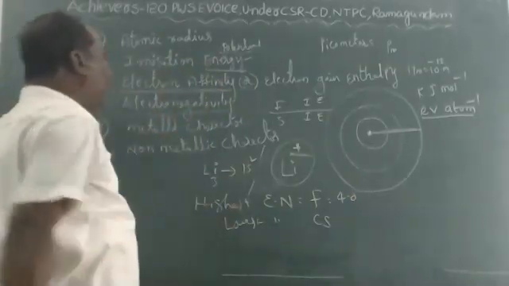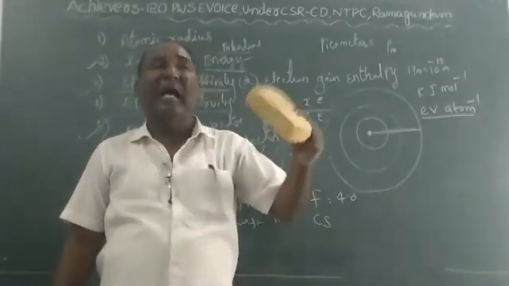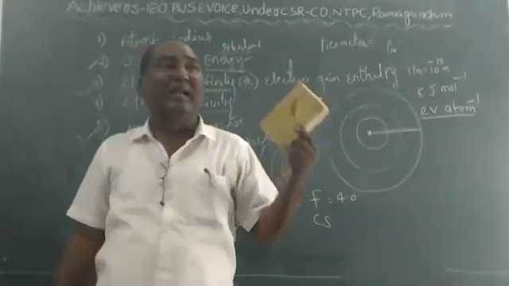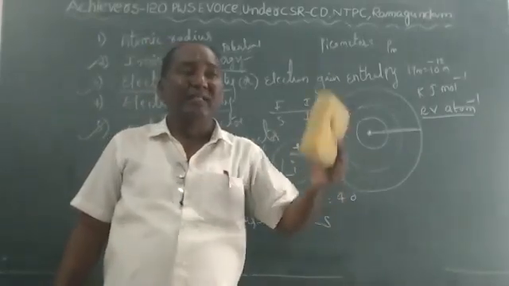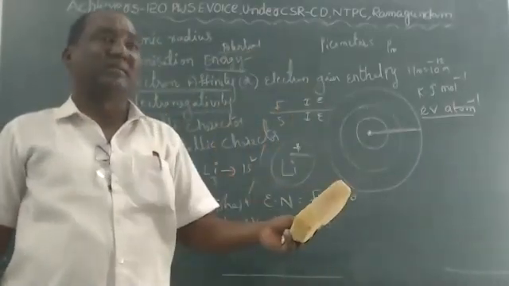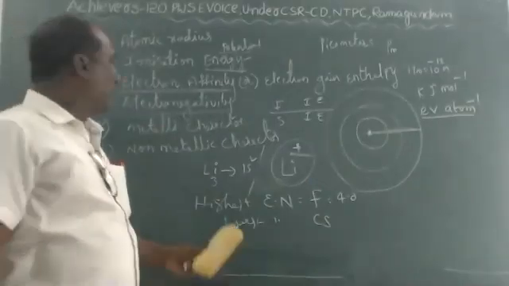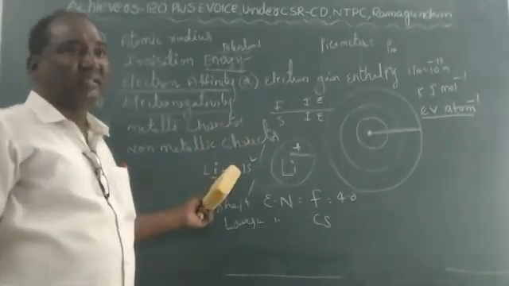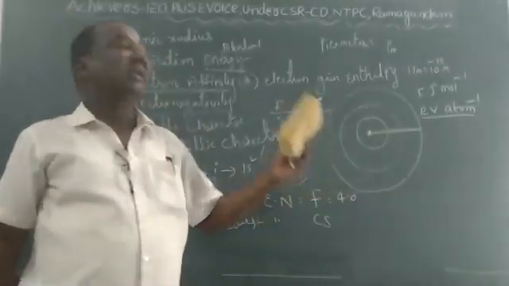Next one, metallic character. Elements with three or fewer electrons in the outermost shell are called metals. So the metallic character of metals decreases in a period from left to right, and increases in a group from top to bottom.